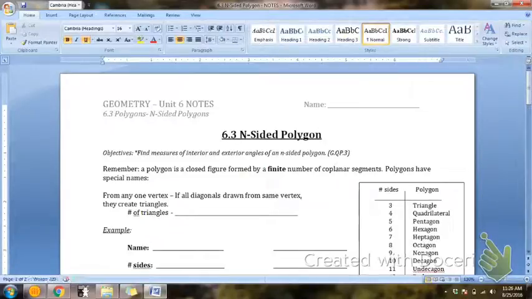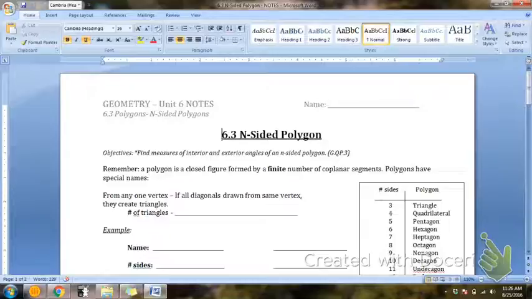Lesson 6.3 is a little bit interesting in that we call it Untitled Polygons. And what that means is no matter how many sides a shape has, you can figure out how much the angles are inside or how much each angle is. So if I told you that you had a triangle, what do the angles in a triangle add up to be? 180, right? We know that.